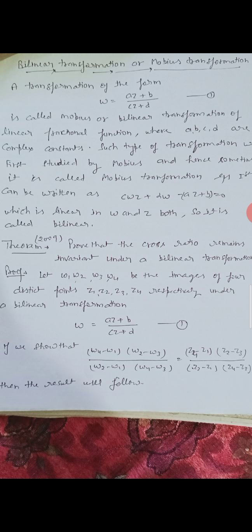Let W1, W2, W3 and W4 be the images of four distinct points Z1, Z2, Z3, Z4 respectively under a bilinear transformation W is equal to (AZ plus B) upon (CZ plus D), equation first. If we show that (W4 minus W1)(W2 minus W3) whole upon (W2 minus W1)(W4 minus W3) is equal to (Z4 minus Z1)(Z2 minus Z3) upon (Z2 minus Z1)(Z4 minus Z3), then the result will follow.